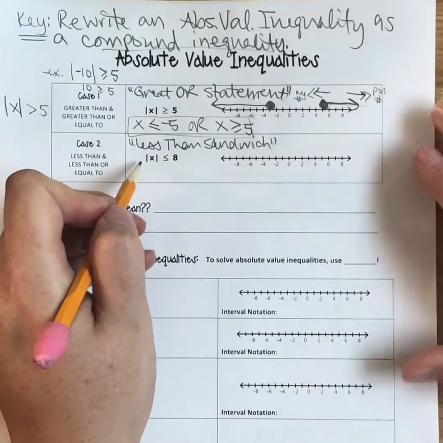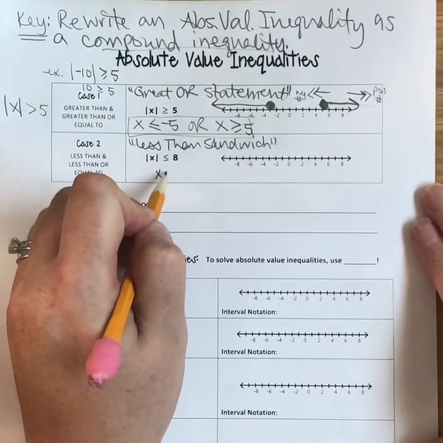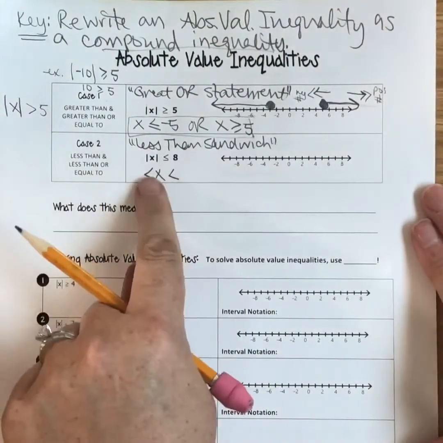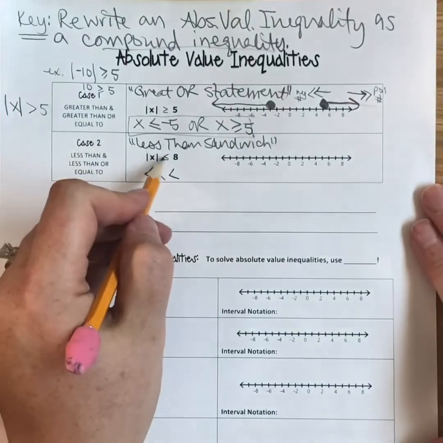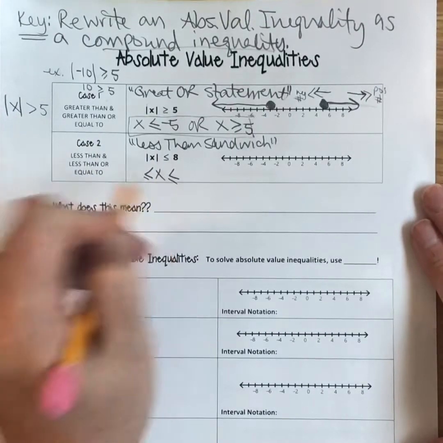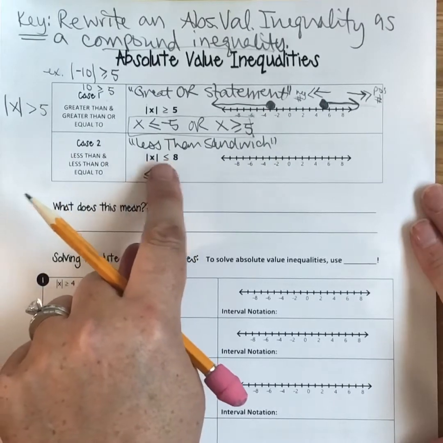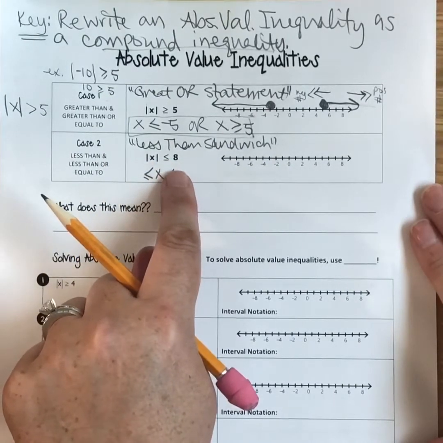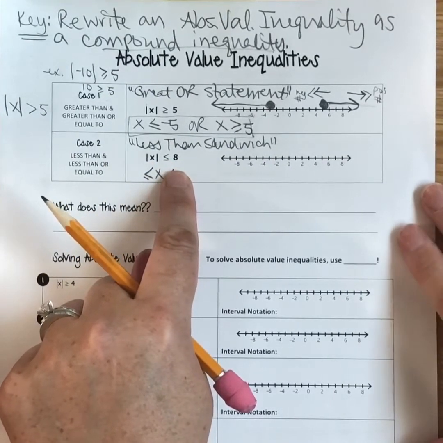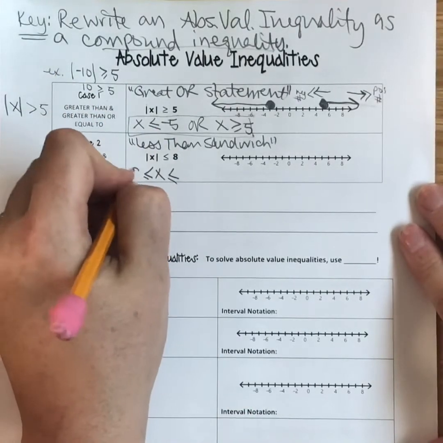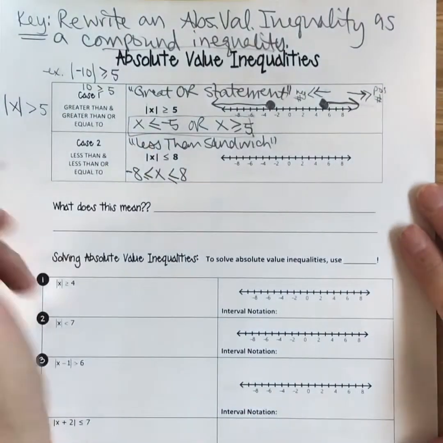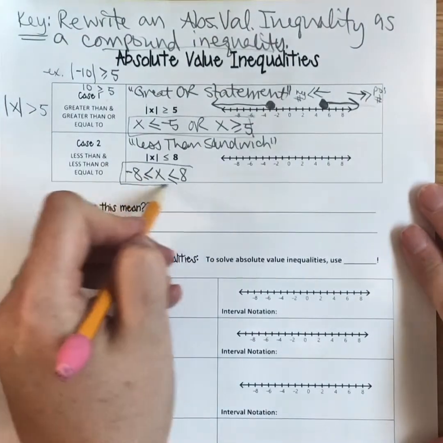And if you remember, the less than sandwich always had the x in the middle with the less thans on either side. And in this case, since we have the or equal to, we're going to throw in the or equal to. And now we just use the two numbers that have an absolute value of 8. Well, we know the two numbers that are 8 units from 0 are -8 and +8. And then, boom, there's our less than sandwich.